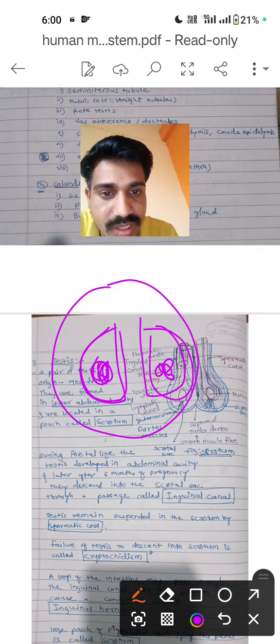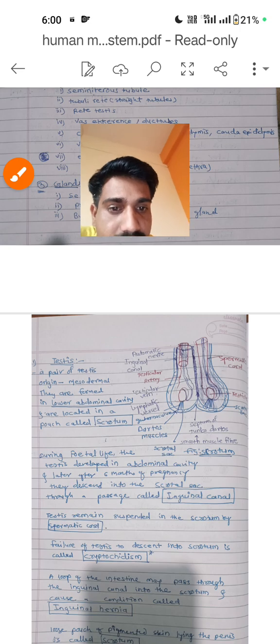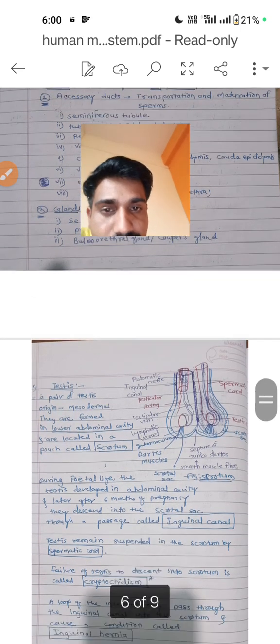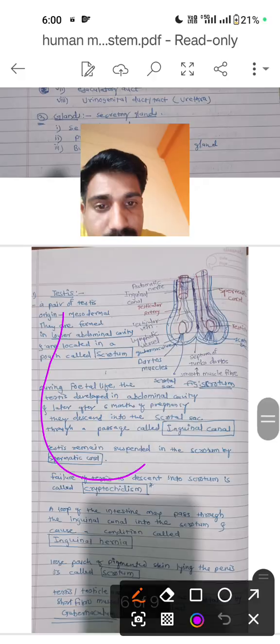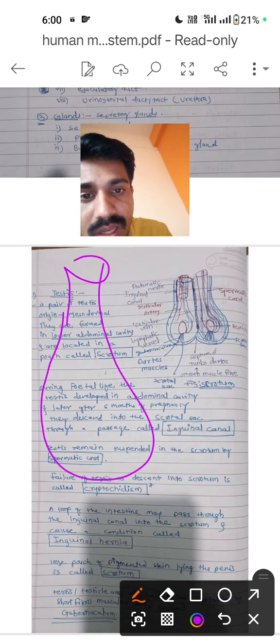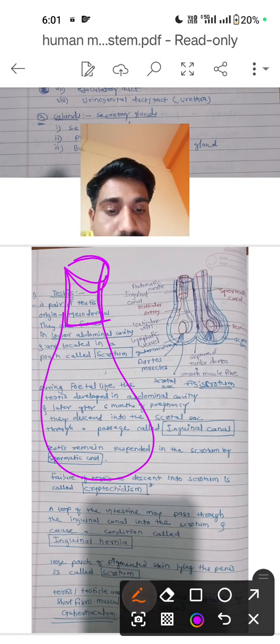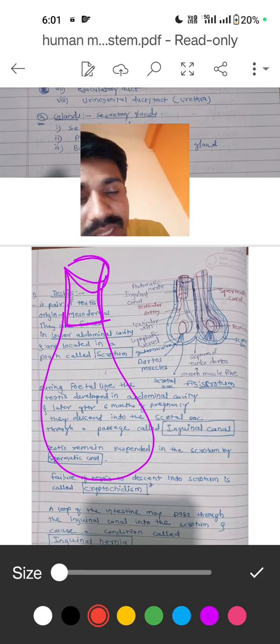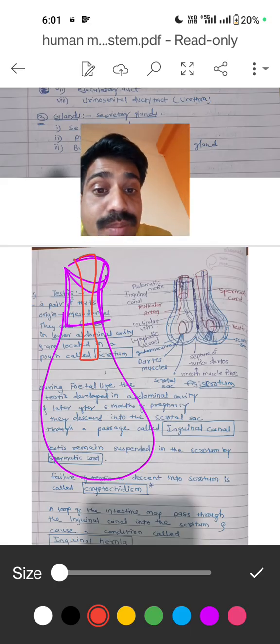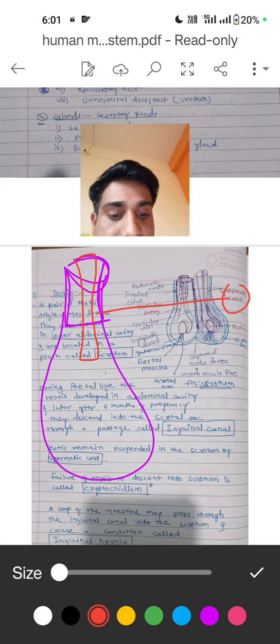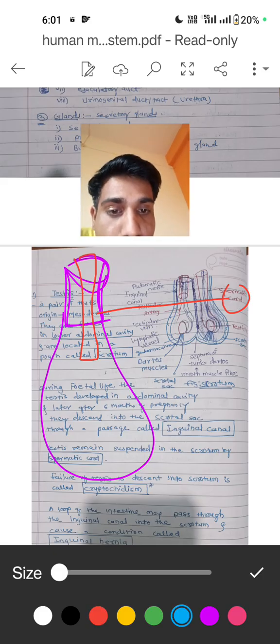This is a testicle, and after that there is a canal. We will draw here one scrotal sac. This is the inguinal canal, and through that inguinal canal there is a cord-like structure, known as the spermatic cord. Through that spermatic cord, tubes are passing.